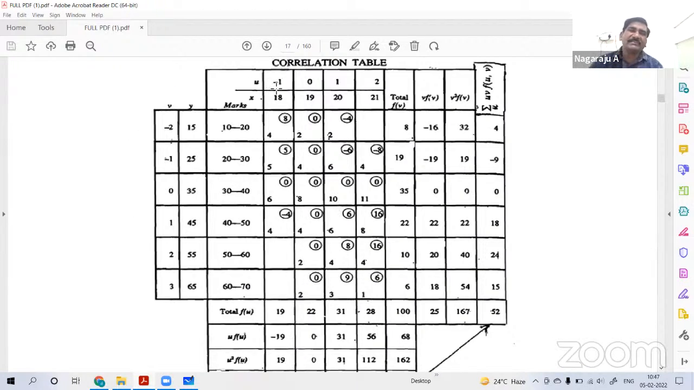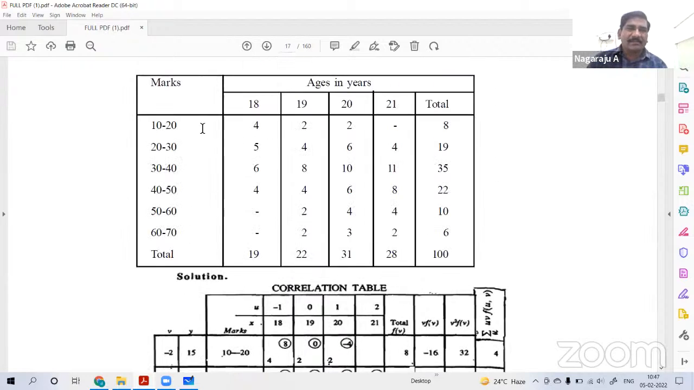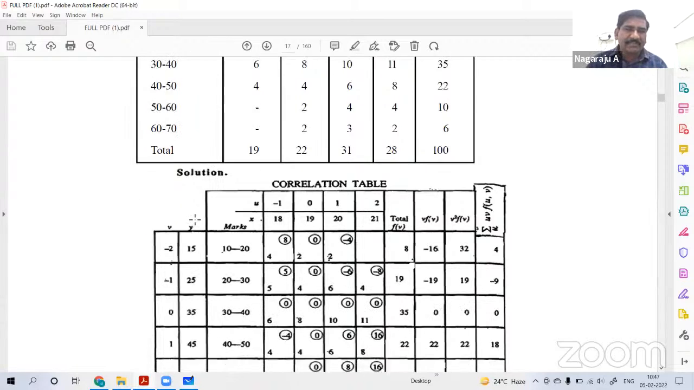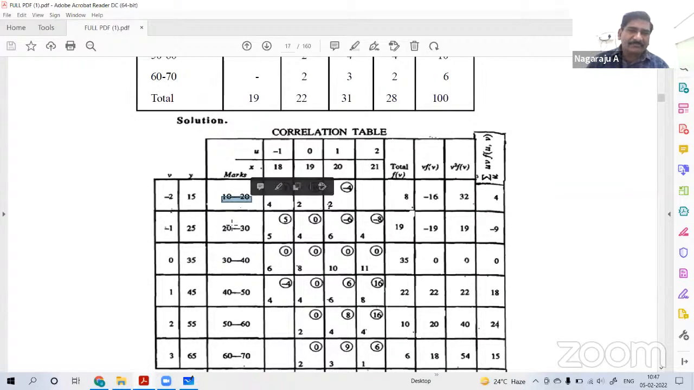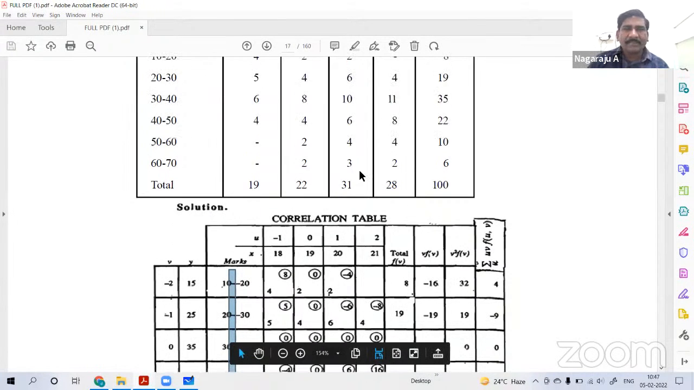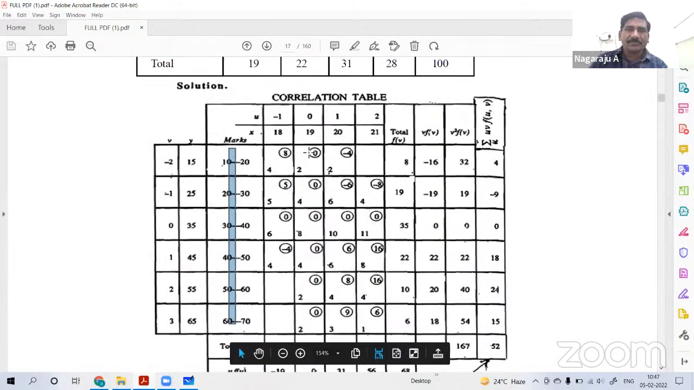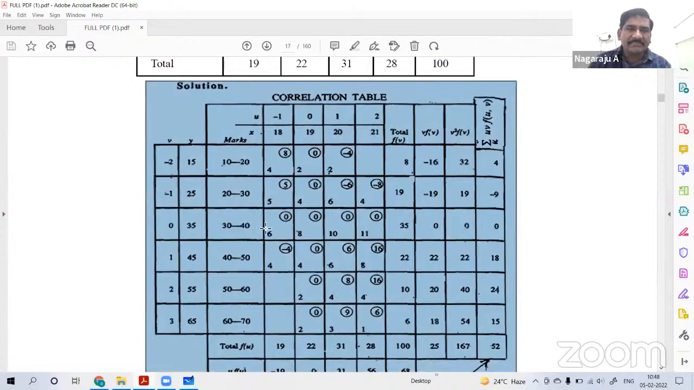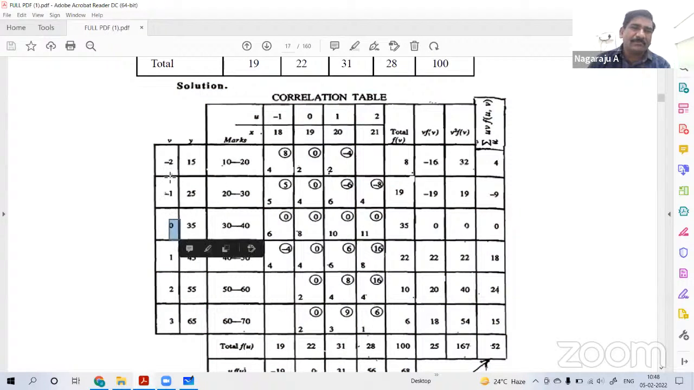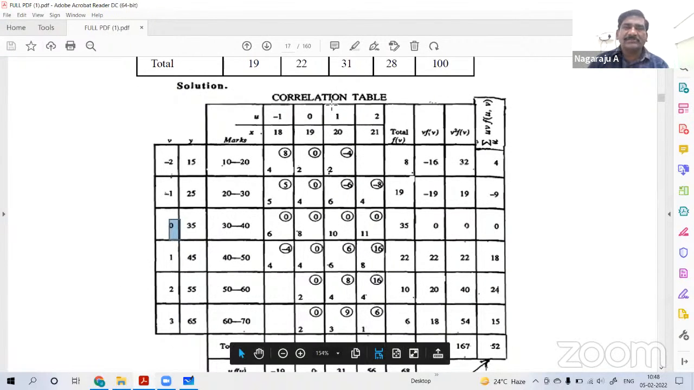Here the class intervals are 10 to 20, 20 to 30, 30 to 40, 40 to 50, 50 to 60, up to 70. These are called the marks up to 70. Next, the ages are 80, 90, 20, 20, and so these are the ages. Now for the correlation, I take the center as 0, with -1, -2 above and 1, 2, 3 at the bottom. Here also the center is 0, left is -1, and right is +1, 2.